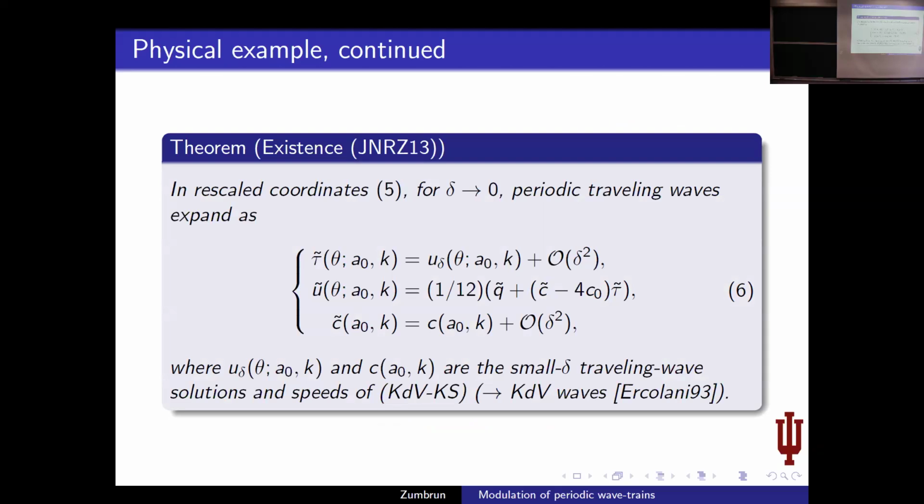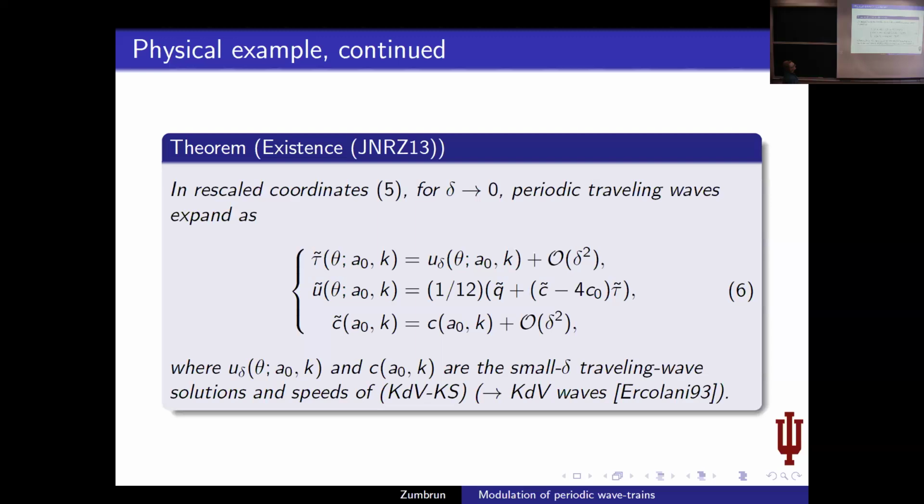So here's an existence theorem. We can expand the periodic traveling waves as, okay, these are the solutions, these on the right-hand side are the solutions of the generalized KdV-KS, whose existence was proved by Nick Ercolani before, because that equation has its own life and its own more importance, completely general. So it had been well studied. It's not easy at all to prove this. Okay. Yeah. So we did.